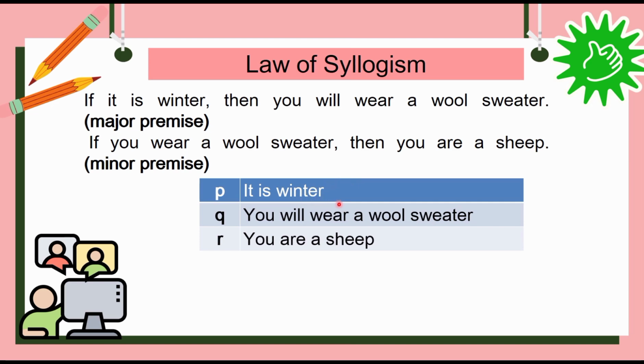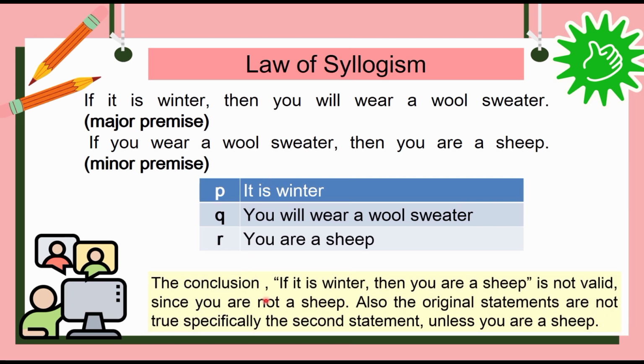Okay. So, on that, our conclusion, if it is winter, then you are a sheep, is not valid since you are not a sheep. Also, the original statements are not true, specifically the second statement, unless you are a sheep. So, our conclusion is not valid.